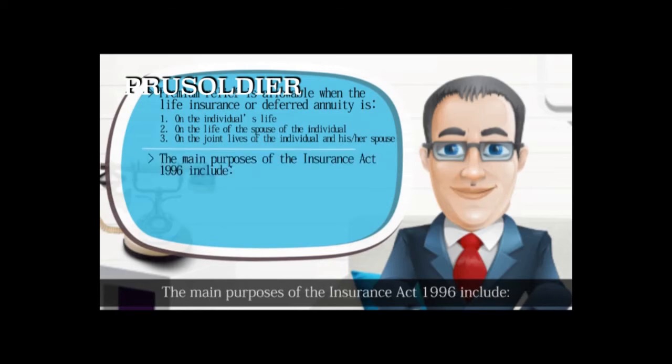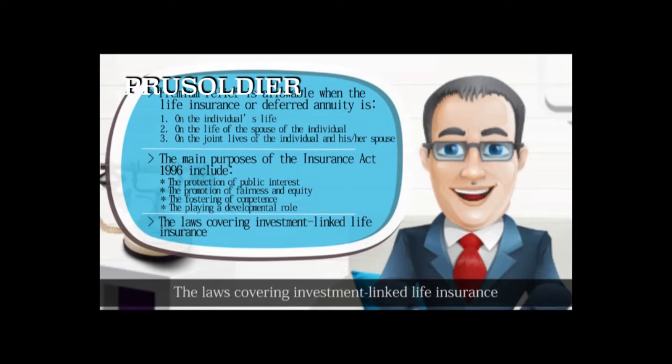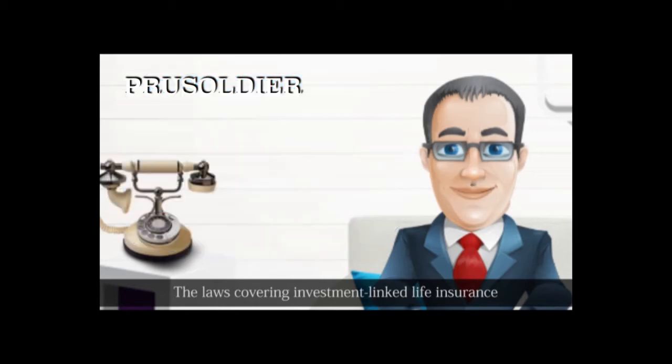The main purposes of the Insurance Act 1996 include 1. The protection of public interest. 2. The promotion of fairness and equity. 3. The fostering of competence. 4. The playing of a developmental role. The laws covering investment-linked life insurance. Did I understand you correctly?